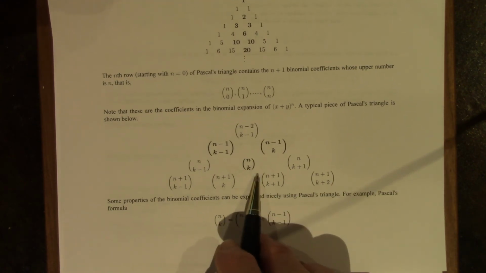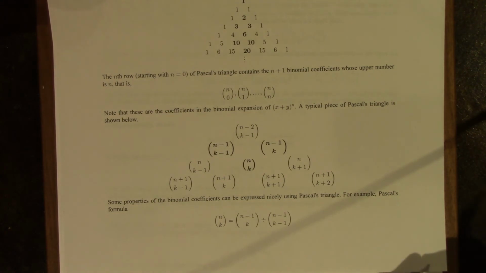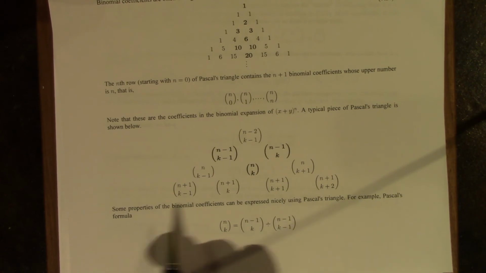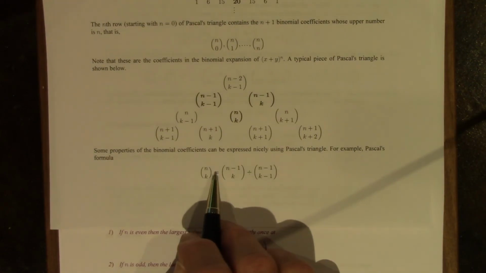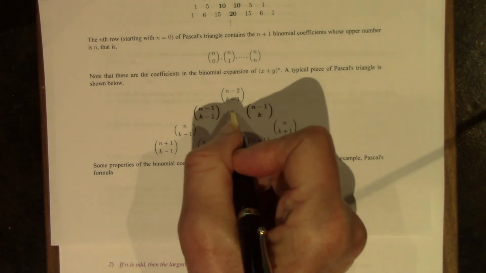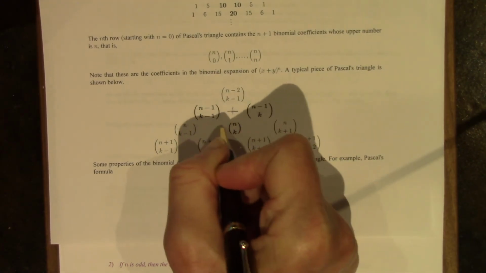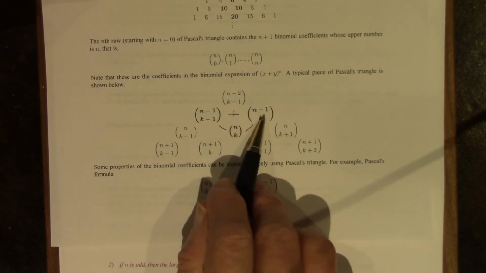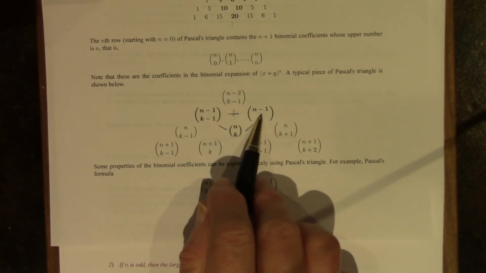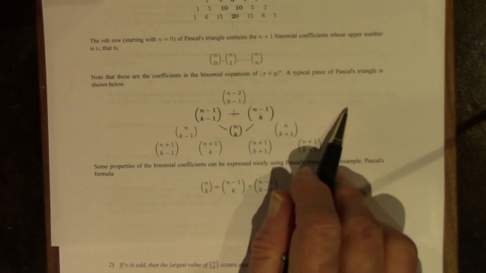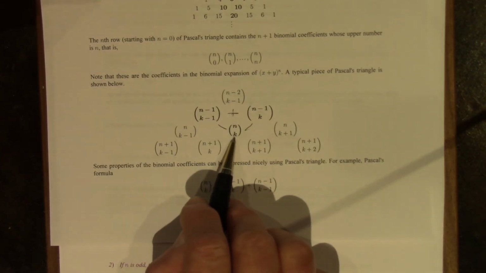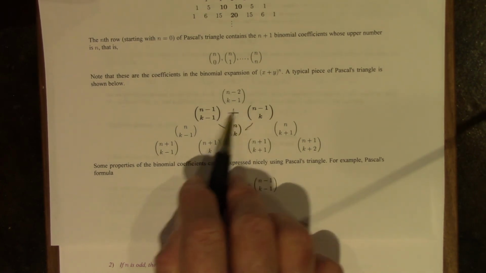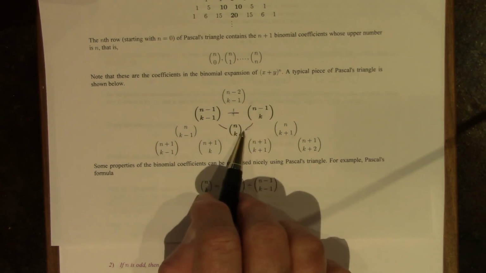And some of the properties of the binomial coefficients can be expressed nicely using the triangle. For example, Pascal's formula, which as you know is this, can be read off of this triangle. If you want to add two consecutive entries in a given row, their sum is the entry in the next row below those two entries. Okay.